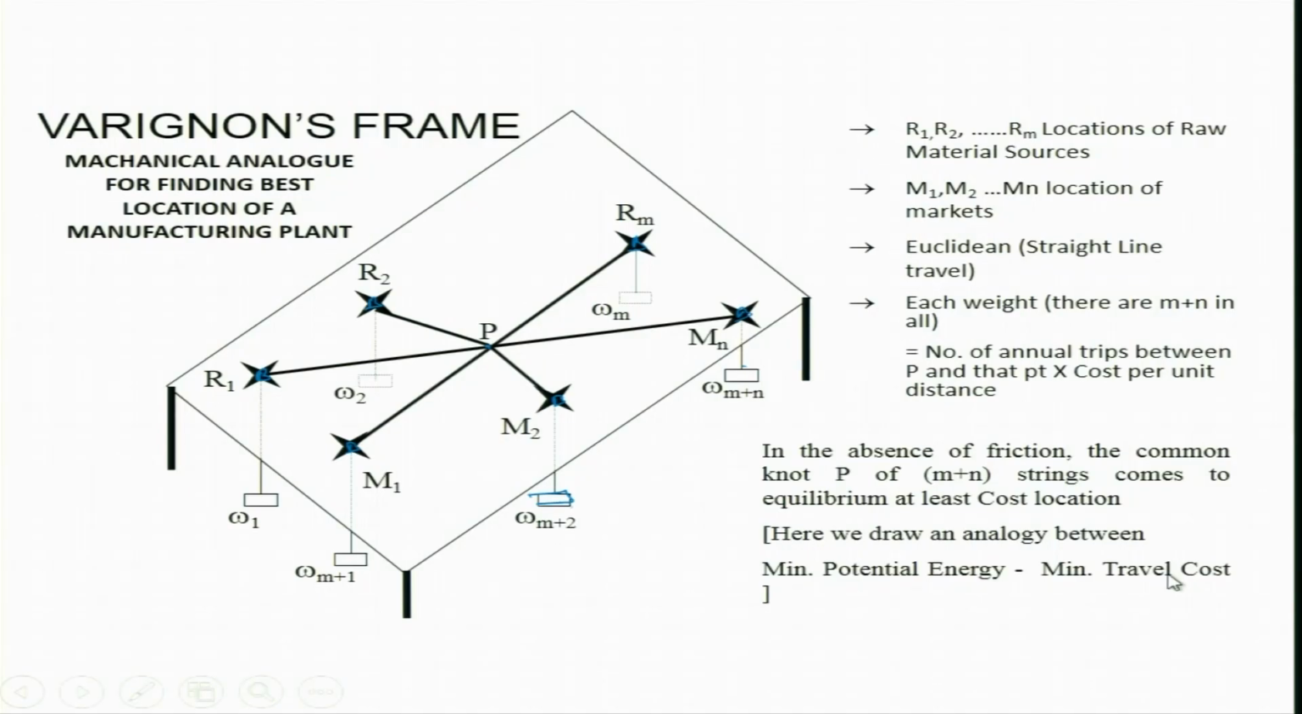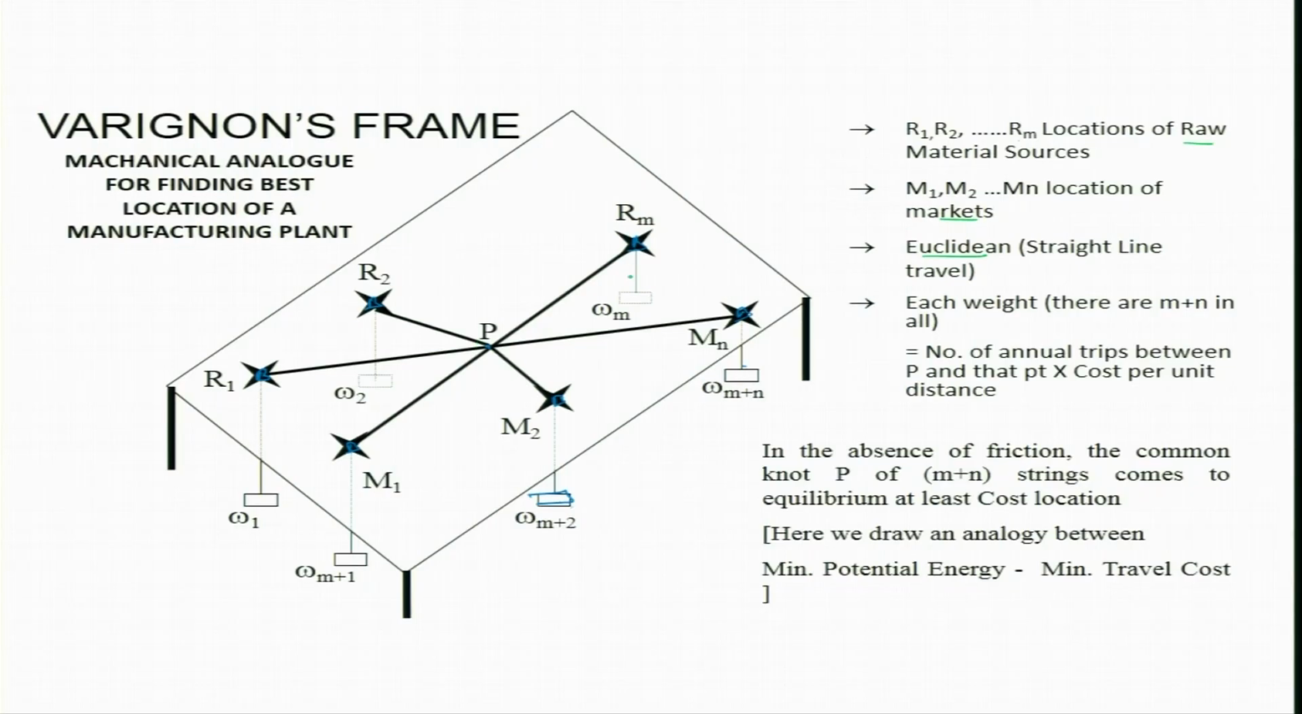This is the mechanical analog, just to give you a physical idea about the working of the gravity method and the median method. So, these are my existing sources R1, R2, R3, my existing raw material sources, and M1, M2, M3 are my existing market locations. So, R1, R2, R3, Rm are my raw material sources and these are my markets. And we are considering that there is a straight line route available. So, we consider Euclidean straight line travel between various existing facilities and the proposed facilities.